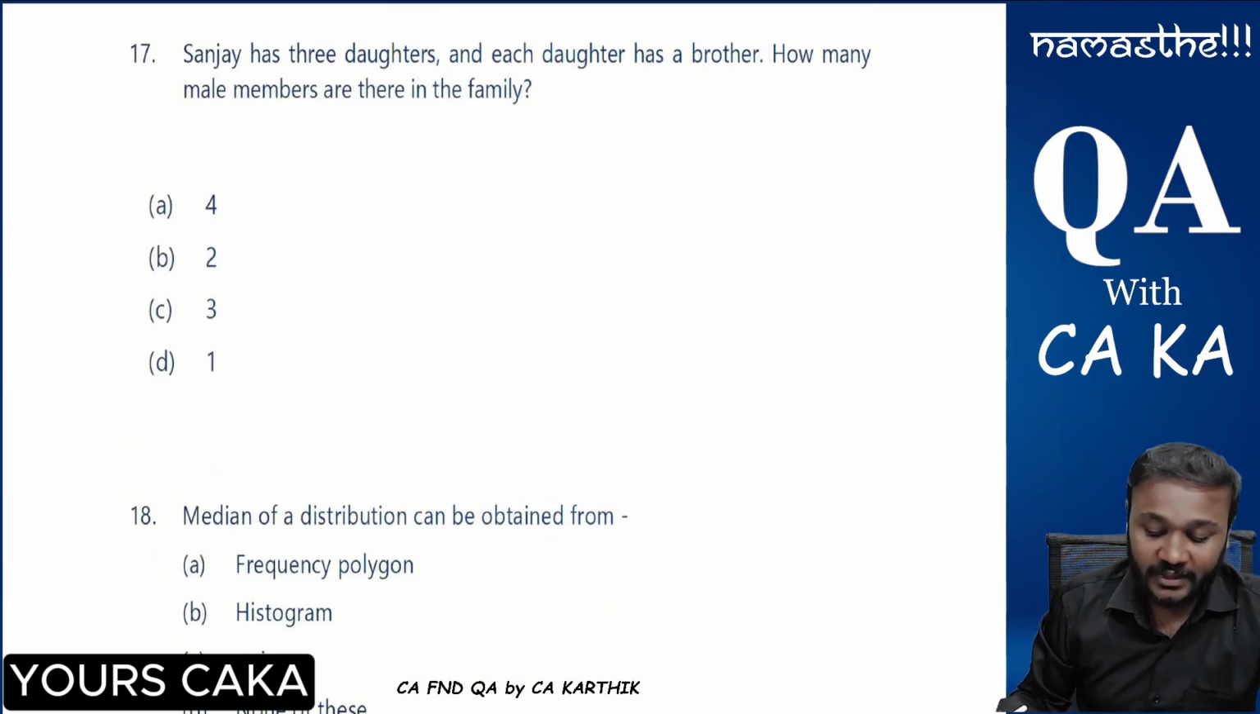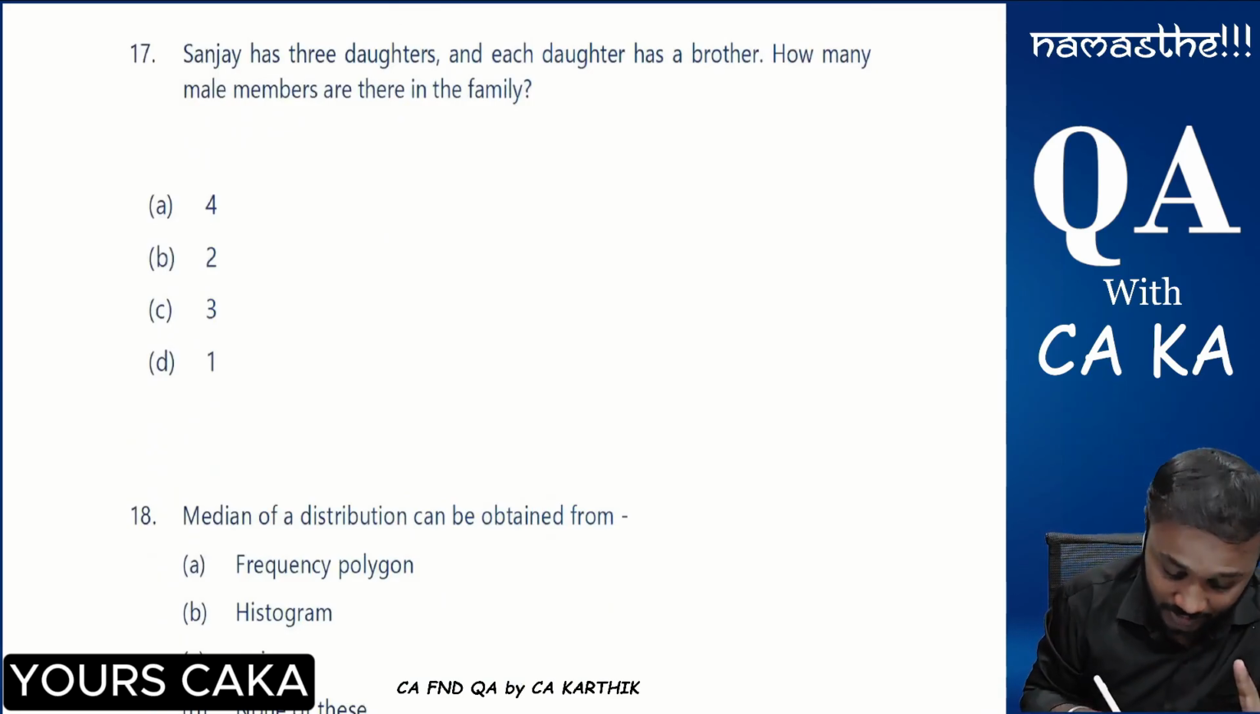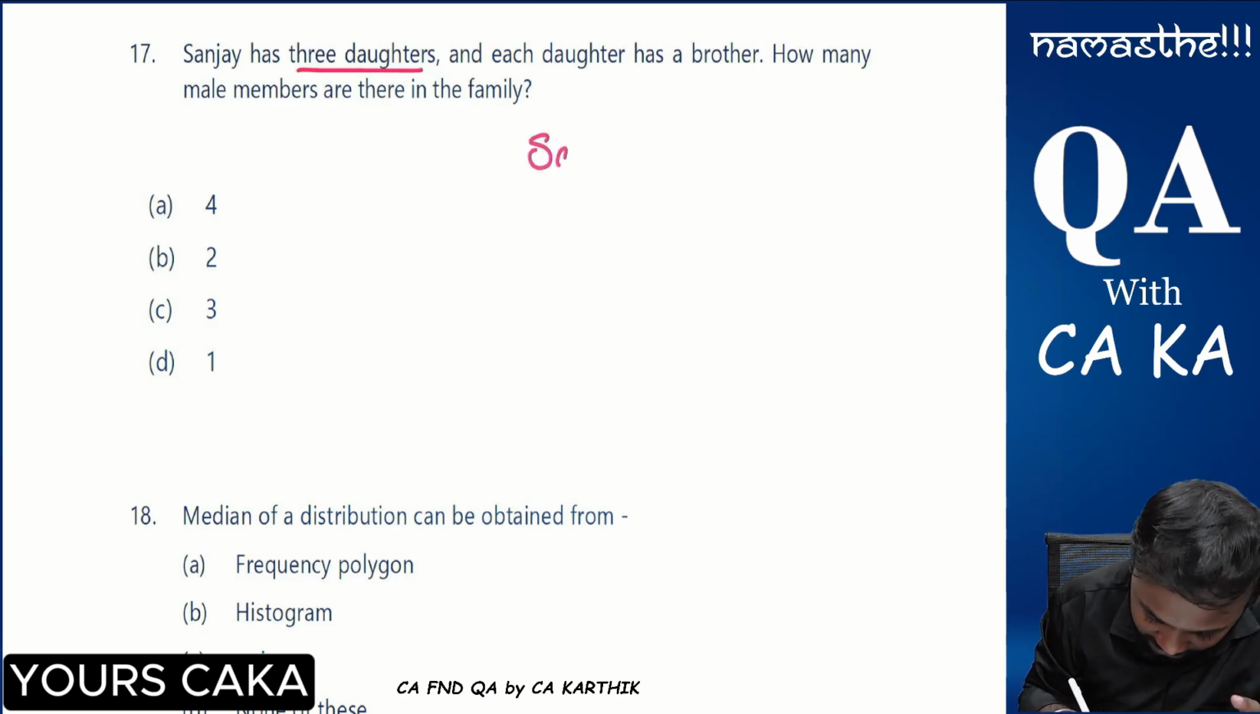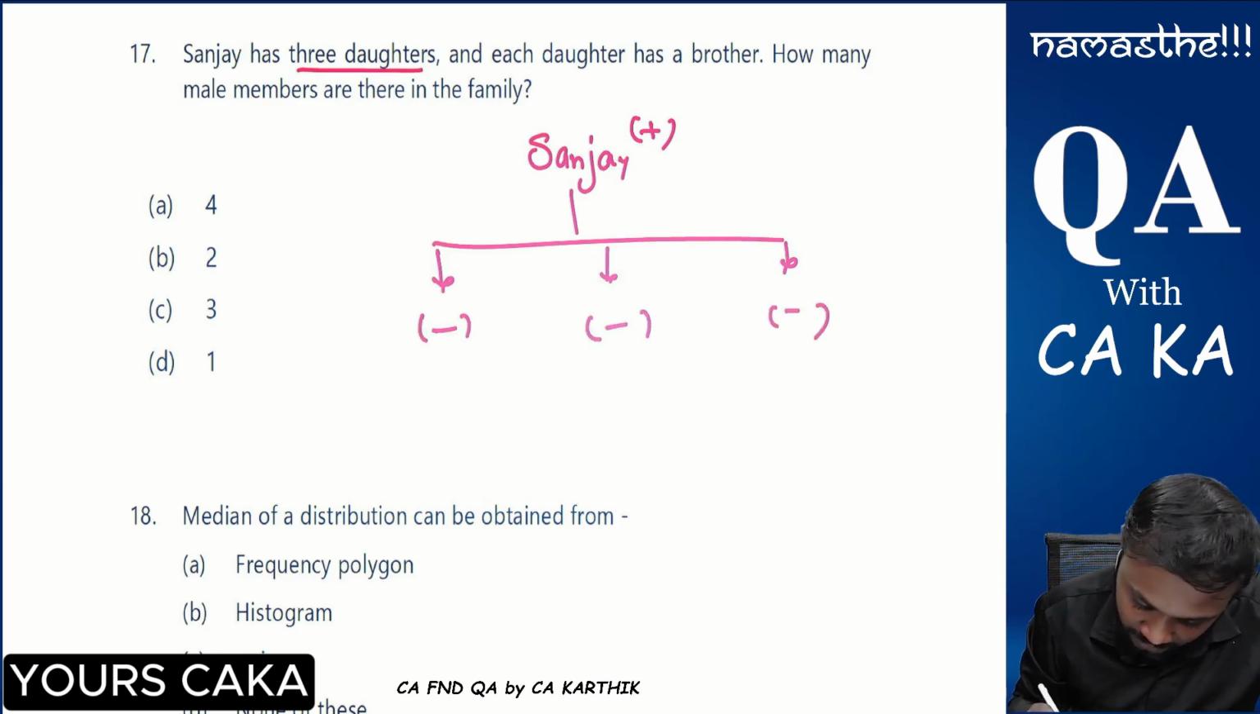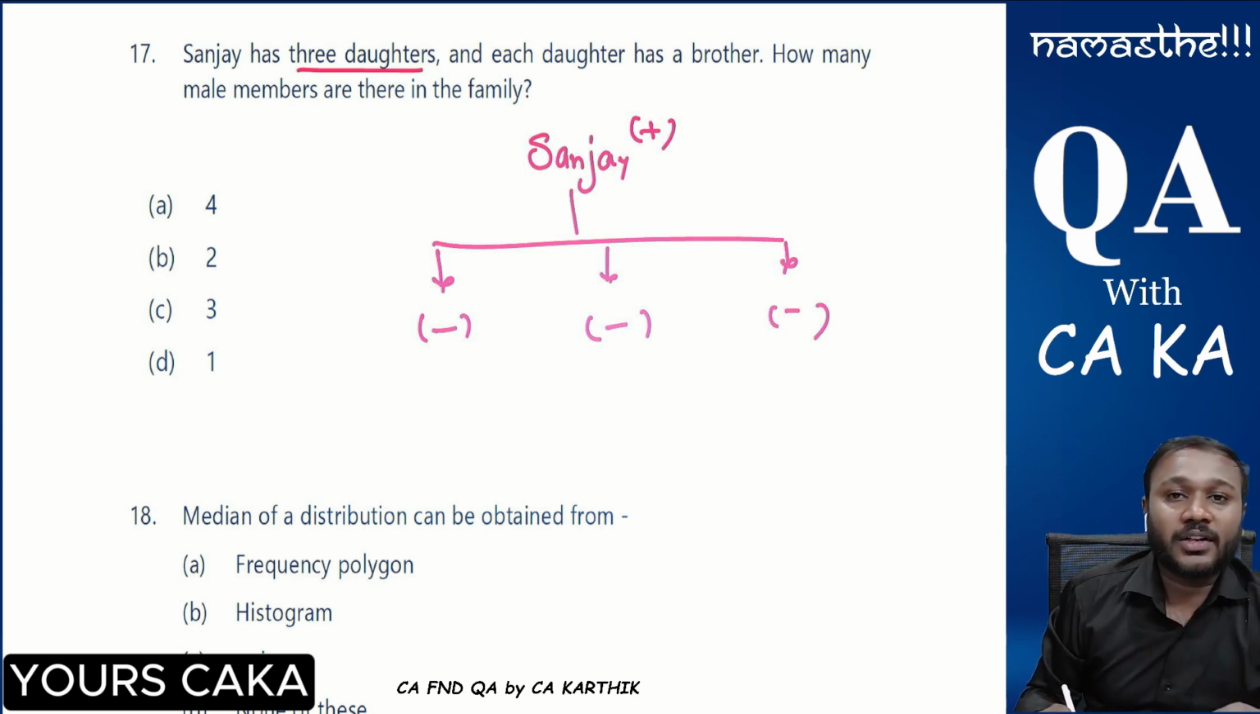For a symmetric distribution, mean is equal to median is equal to mode. Sanjay has three daughters and each daughter has a brother. Wow. So Sanjay has three daughters. So this is Sanjay. They have three daughters. He has three daughters, and each daughter has a brother.